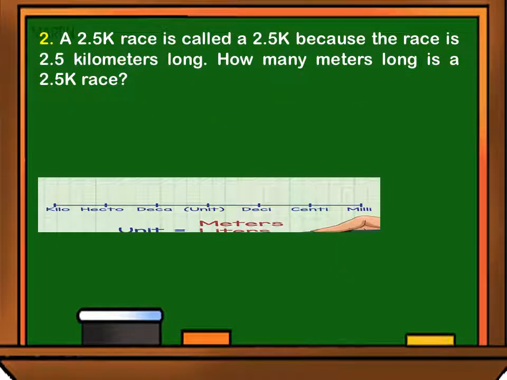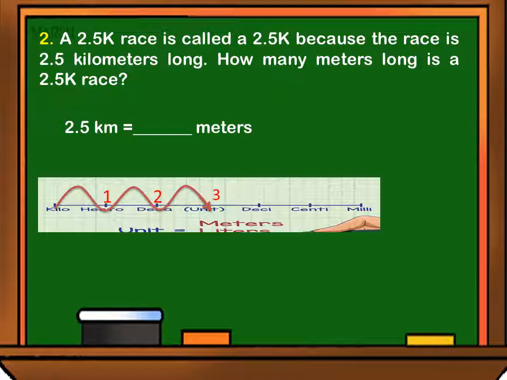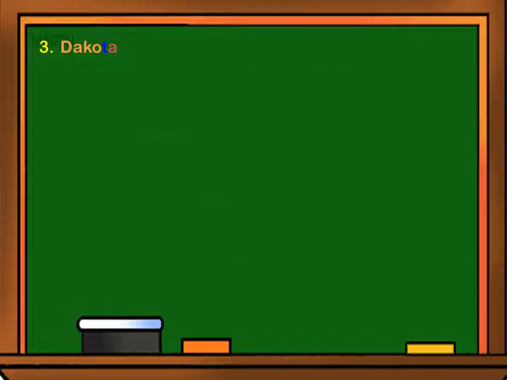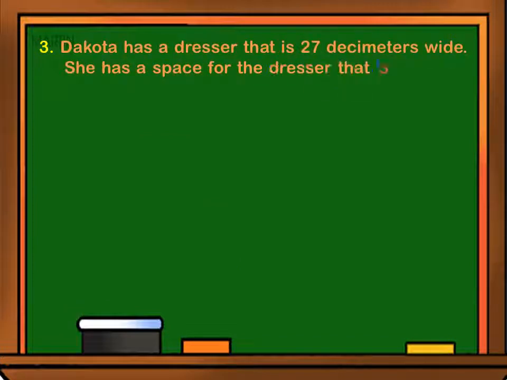A 2.5K race is called a 2.5K because the race is 2.5 kilometers long. How many meters long is a 2.5K race? So, we have to convert 2.5 kilometers to meters. There are 3 steps going to the right from kilometer to meter. We have to move the decimal point 3 places going to the right. 2.5 kilometers equals 2,500 meters. Final answer, 2,500 meters.